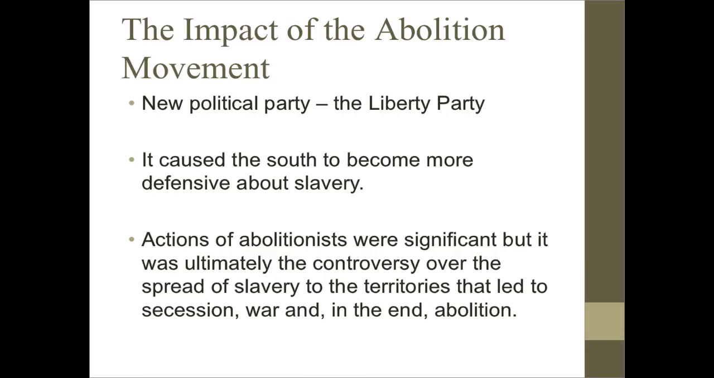They even had a new political party called the Liberty Party, which was against slavery. It caused the South to become even more defensive about slavery, even though a lot of people in the North really are not trying to get rid of slavery. The actions of those abolitionists were significant, but it was ultimately the controversy over the spread of slavery to the territory that's going to lead to secession, war, and in the end, abolition.